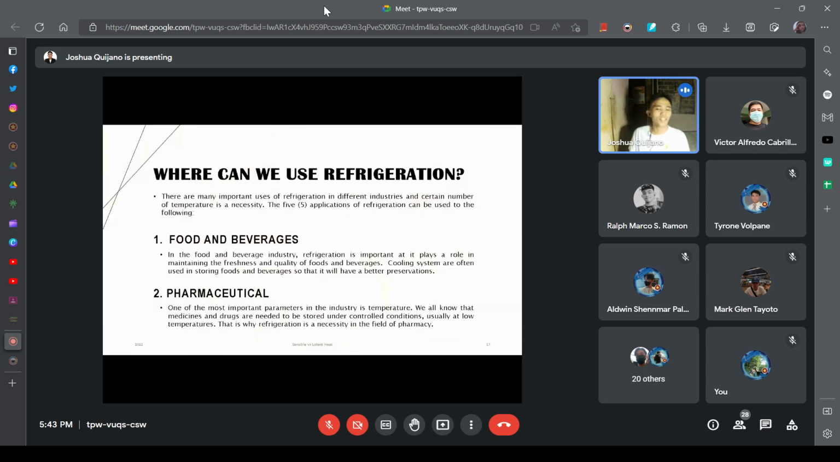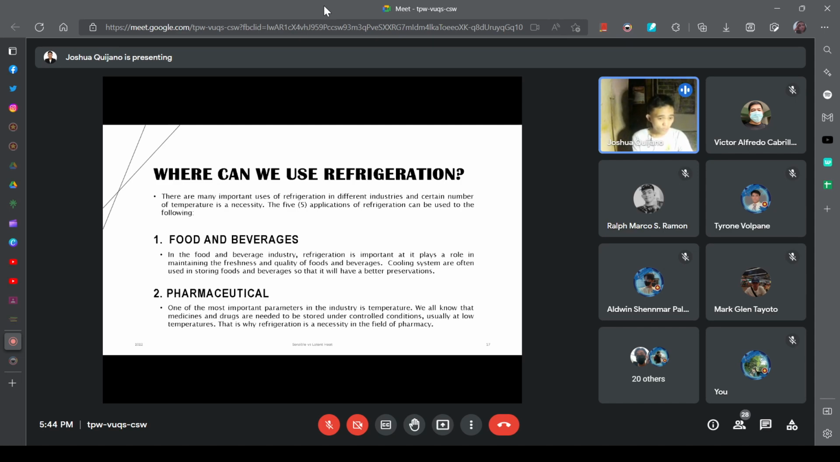So where can we use refrigeration? There are many important uses of refrigeration in different industries, where a certain temperature is a necessity. These are five applications of refrigeration. First, food and beverages. In the food and beverages industry, refrigeration is important as it plays a role in maintaining the freshness and quality of foods and beverages. Cooling systems are often used in storing foods and beverages so that they have better preservation.